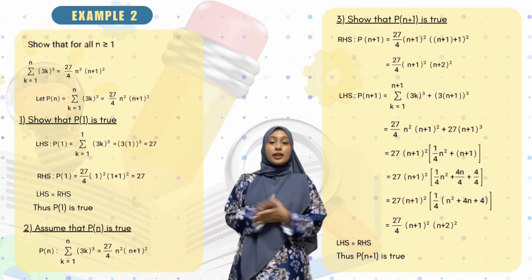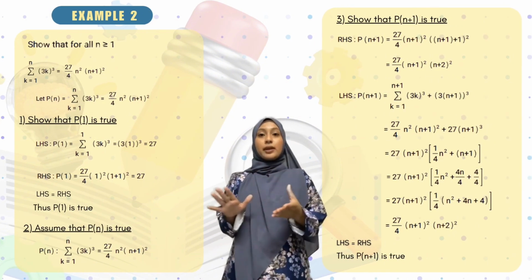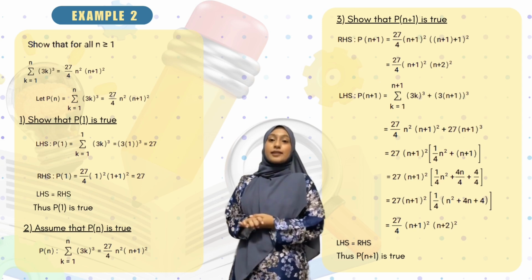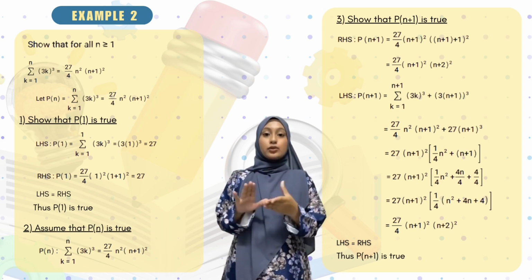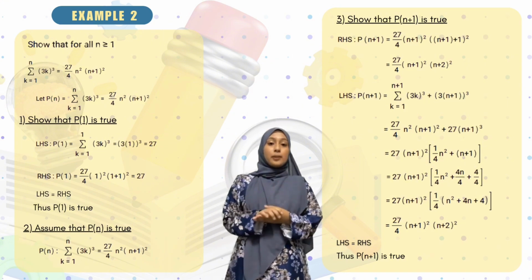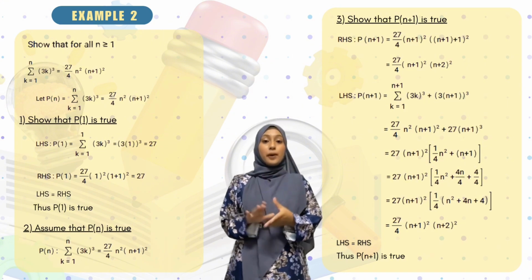Example 2, which is the second equation, we prove the statement using mathematical induction. The statement is the summation from k equals 1 to n of 3k to the power of 3 equals 27 over 4, n to the power of 2 times n plus 1 to the power of 2.